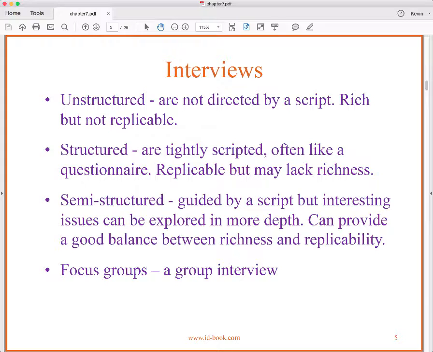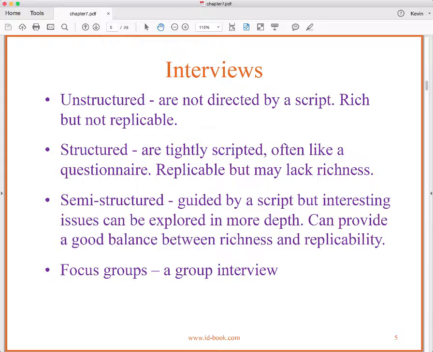They're probably not good for gathering data that you're going to be able to publish in some kind of academic paper. Structured interviews, on the other hand, are tightly scripted. They're often like a questionnaire, but done in person. They're replicable, but they lack richness. Okay, because they're a little stilted. They go according to the script. The good thing here is that because they're replicable, they are very good at throwing off data that's good for formal research. So that's a good thing.